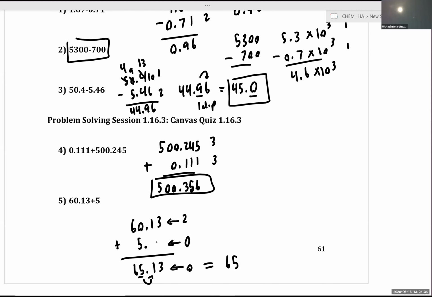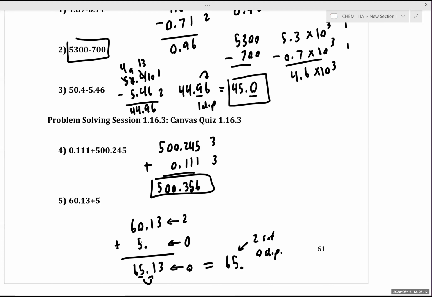So after adding, you get 65.13. Since 5 has 0 decimal places, we need to round to 0 decimal places. So we look to the right of 5, and 1 tells us that we round down. So that in turn gives us 65. And you can put a decimal point at the end if you want. So this number has 2 sig figs and 0 decimal places, which matches the least number of decimal places in the 2 numbers that we added together. Does that make sense? Yeah, thanks.